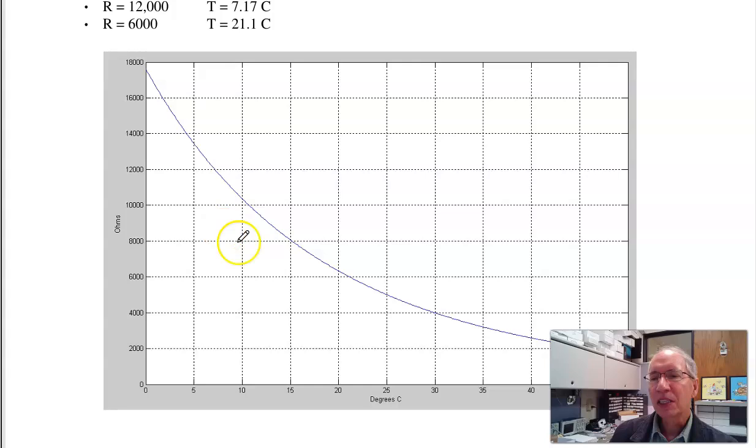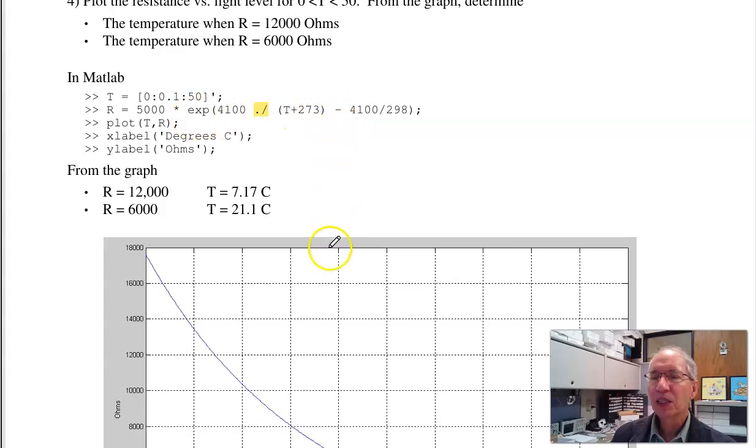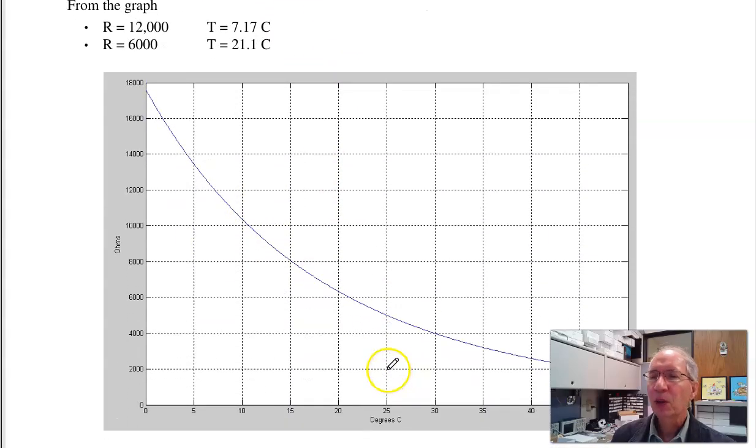Graphs are really common in engineering. What the graph tells you is this is the same as that equation, just a graphical version of it. What I can use a graph for is if I know the temperature at 15 degrees, here's the resistance. At 30 degrees, there's the resistance. Given R, find T. I can also go backwards. At 12,000, here's the temperature. At 6,000, here's the temperature.